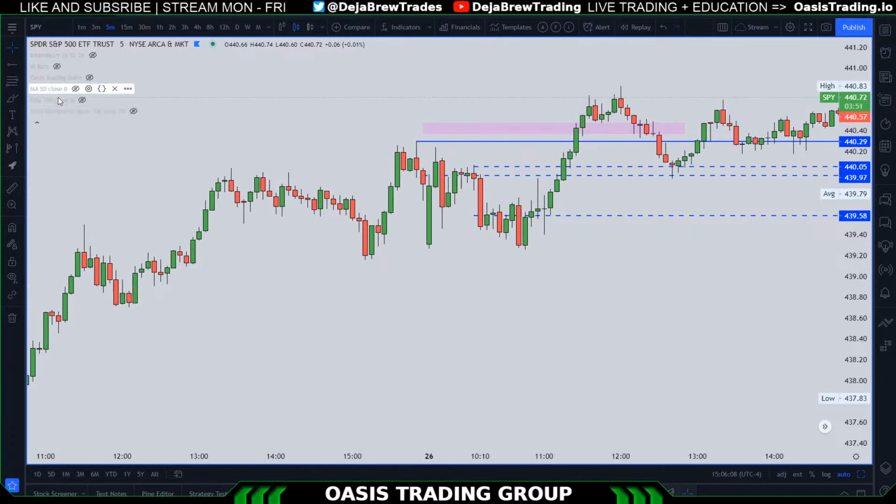Let me turn the... Actually, we're going to keep the volume profile off. Let me find my chart that I posted in Discord. This will help you guys see it better.